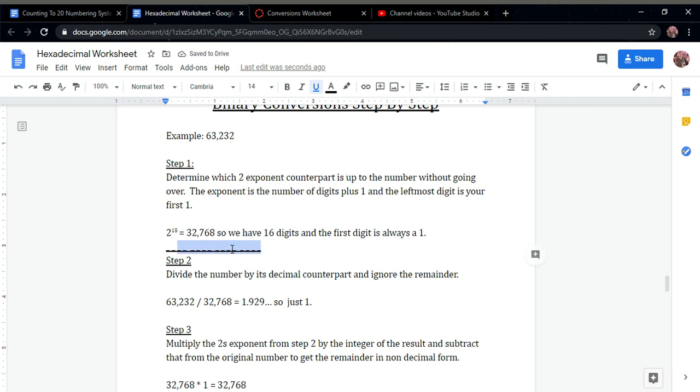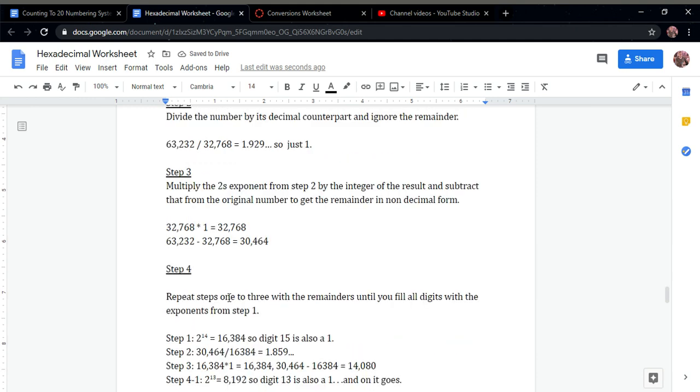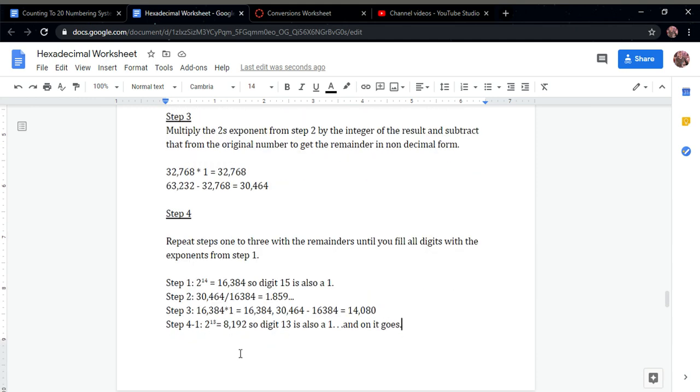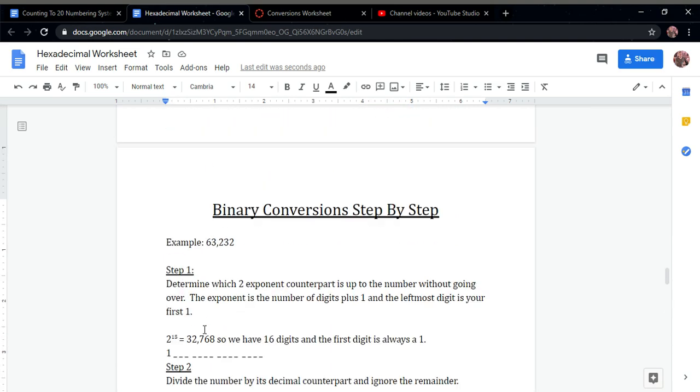My underline was turned on there. So, really helpful, divide them up into 4s just for keeping everything good. And then we divide the number by its decimal counterpart, and then we subtract the next one. We still multiply and subtract, but we could just keep going. So you always know the first digit is going to be a 1, by the way. And then you just go all the way down. The math's all down here, and on it goes. So you just find the nearest ones and just keep going down.